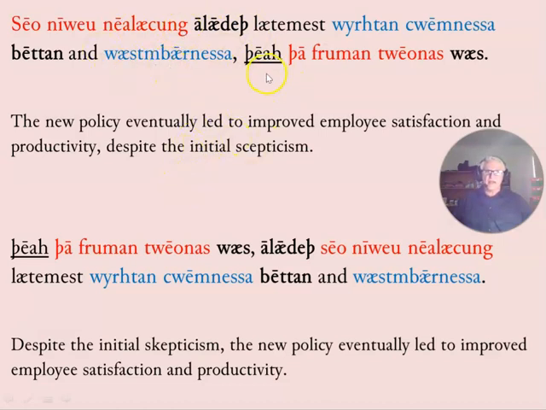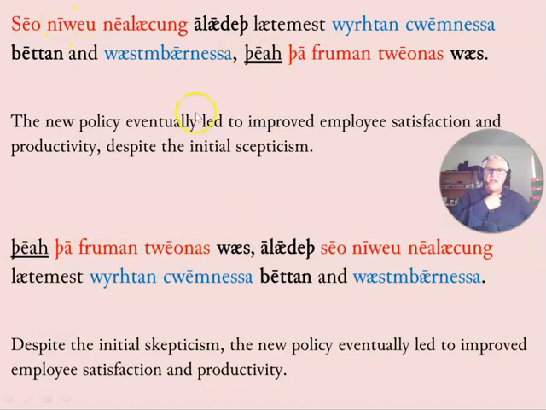Okay, let's change that around. Now let's take the subordinate clause and stick it out front. Notice here you've got the subordinating conjunction theik, and the only verb that's in the subordinate clause is right at the very end. All right, so you have despite the initial skepticism. Yeah, interesting, isn't it? So if I'm going to put that out front here, I have thechtha forum tuenas was.